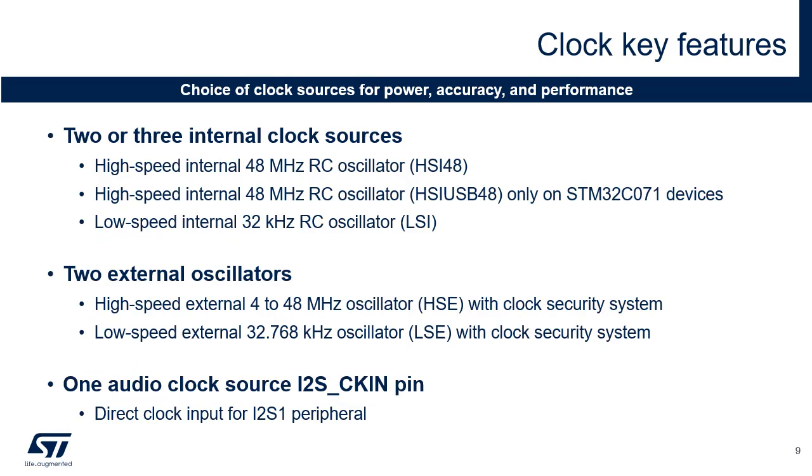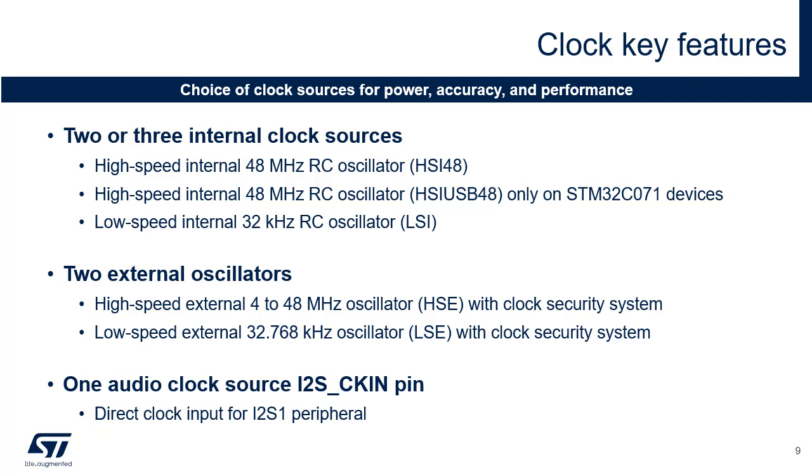The RCC provides a wide range of clock sources to accommodate different power, accuracy, and performance requirements. STM32C0 devices incorporate 2 or 3 internal clock sources, 2 high-speed 48 MHz RC oscillators, HSI 48, with HSI USB 48 available only on STM32C071 devices, and a low-speed 32 kHz RC oscillator, LSI.